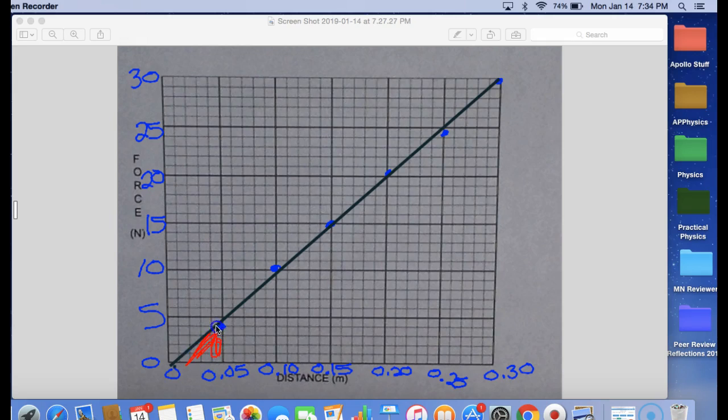Then what we need to do is to get the area underneath the curve. So for the first distance, my first data point, I need to get this area right there. And that looks like a triangular shape. So I'm going to use the equation for the area of a triangle, which is 1/2 the base of the triangle times the height.